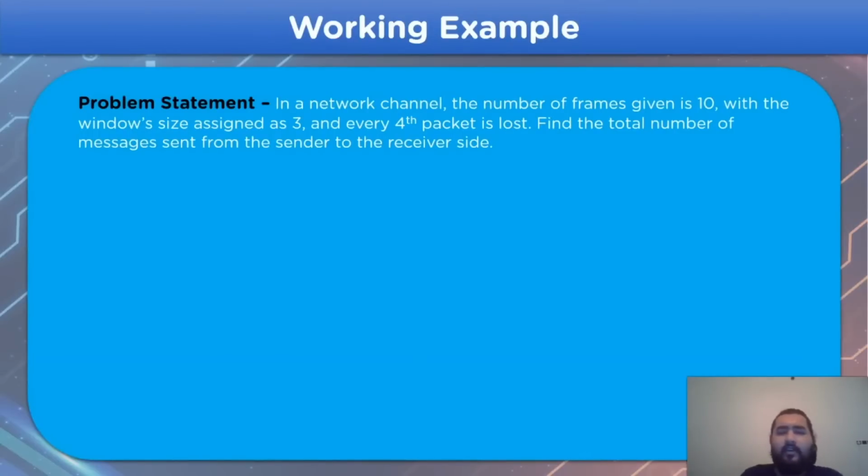From this question, we can get three main parts, that are the number of frames that are given is 10, the window size is 3, and every fourth packet is lost. Let's take a look at the options. Option A 27, option B 25, option C 22, and option D 29. I'll give you guys a moment to take a look at the question again.